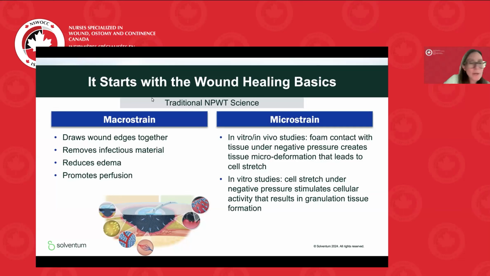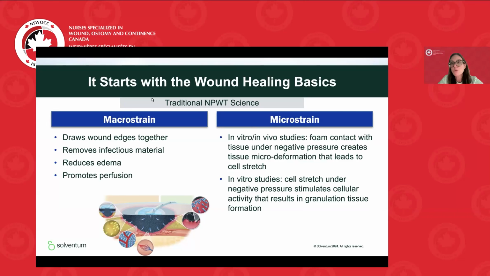So when we look at that, no matter what device we're looking at, the macro situation, we're going to be pulling those wound edges in and up. We're going to draw those wound edges together. We're looking to remove the infectious material and the exudate. We're reducing the edema by virtue of all of that. And we're promoting perfusion simply by getting that cell turnover and creating a lower inflammatory process where we have angiogenesis.